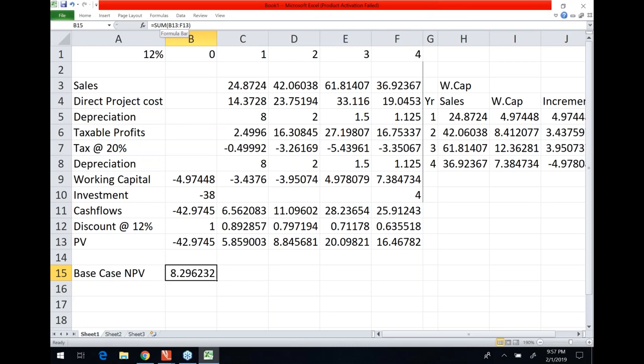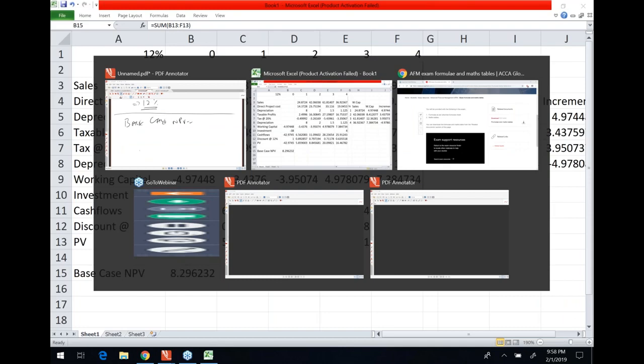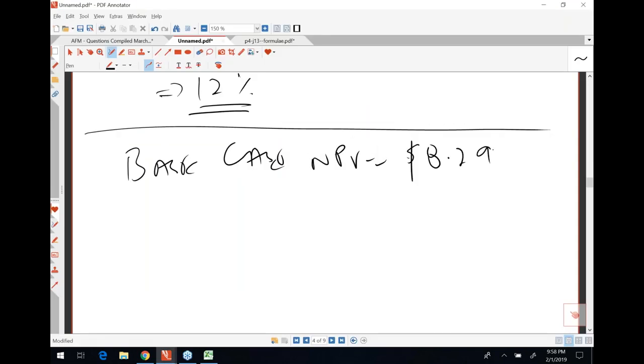Okay, thank you. Now let's move forward. The first step that we had was to calculate the base case NPV, and we have done that. So the base case NPV is 8.296 million.